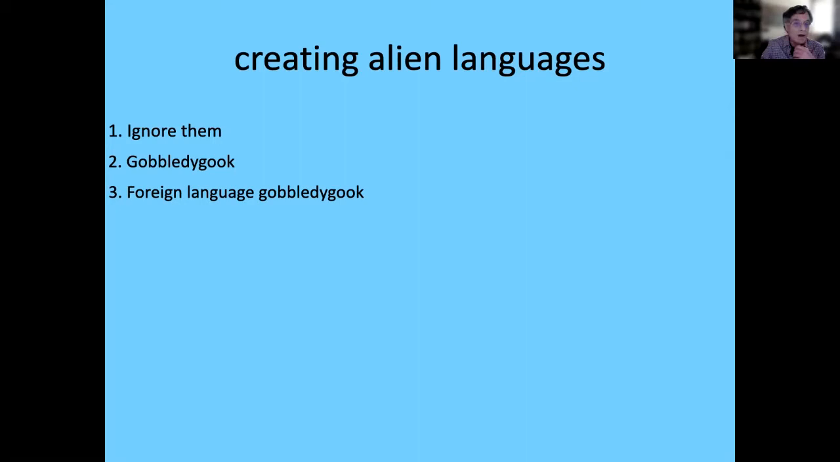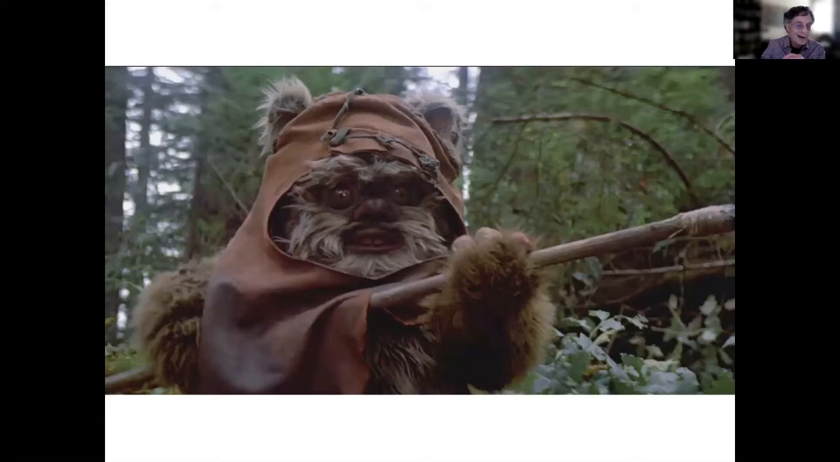So Ewok language, for example, is based on a combination of Tibetan and Nepali and Kalmuk, which is a Mongolian kind of language. Huttese, the language of Jabba the Hutt, is based on Quechua from Peru. Kanjiklub from The Force Awakens, a more recent movie, is based on a bunch of Indonesian languages.